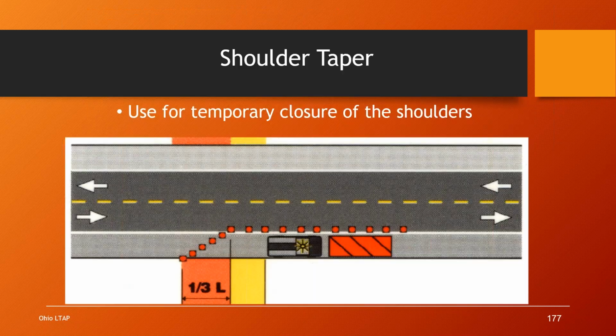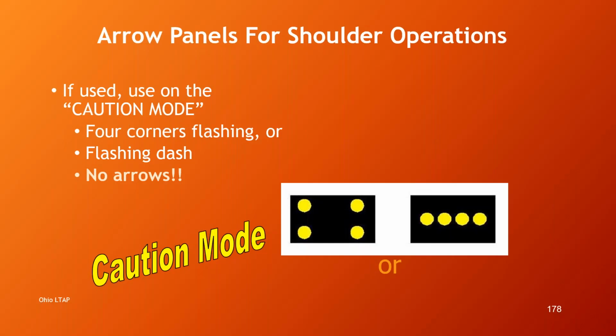So here's a picture showing the shoulder taper, which is 1/3 the length of a merging taper. And then again, when we're using arrow panels for shoulder operations, you can use the caution mode or the straight line mode, the bar mode.